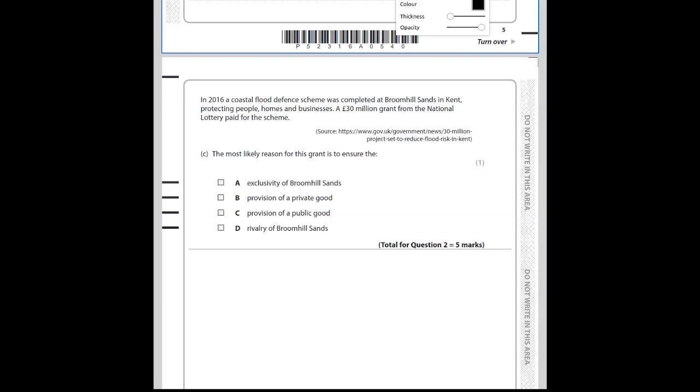In 2016, a coastal flood defense scheme was completed at Broomhill Sands in Kent, protecting people, homes, and businesses.